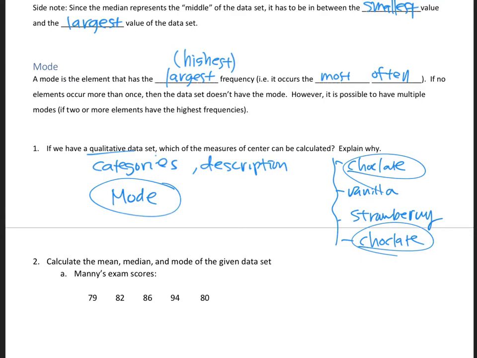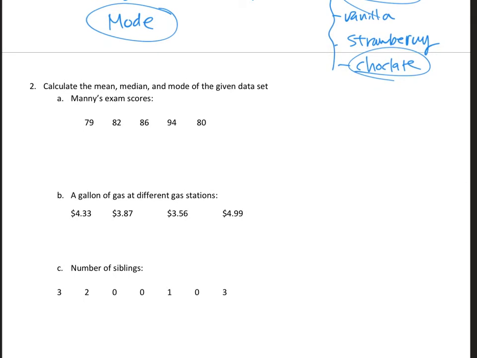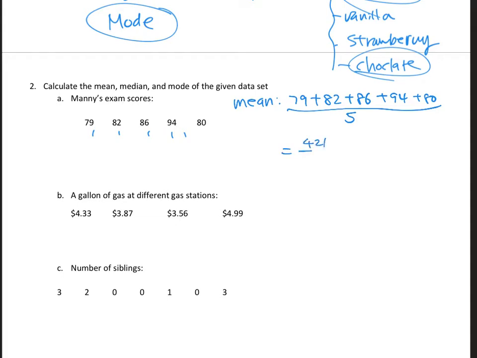All right, so here let's look at number 2. It says calculate the mean, median, and the mode of the given data set. Okay, so for the mean, I just have to add them all up. 79, 82, 86, 94, then 90. Add them all up and divide by, how many do you get? 1, 2, 3, 4, 5. So I'm going to divide that by 5. Then I get 421. Divide that by 5, where I get 84.2.